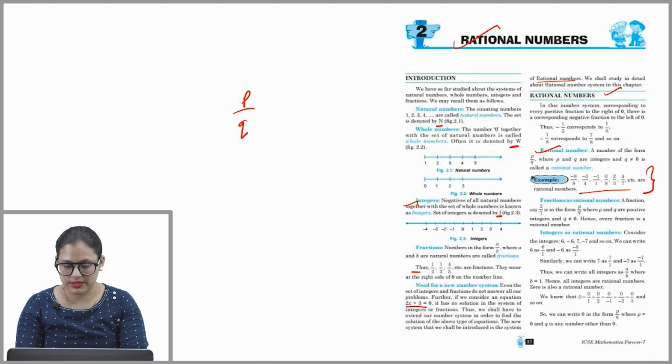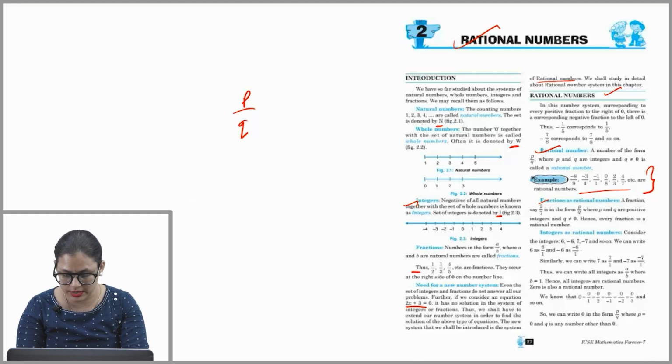Fractions as rational numbers. A fraction, say 2 by 3, is in the form of p by q, where p and q are positive integers and q is not equal to 0. Hence, every fraction is a rational number. Next, integers as rational numbers. Consider the integers 6, minus 6, 7, minus 7 and so on. We can write 6 as 6 by 1 and minus 6 as minus 6 by 1. Similarly, we can write 7 as 7 by 1 and minus 7 as minus 7 by 1. Thus, we can write all integers as a by b, where b is equal to 1. Hence, all integers are rational numbers.